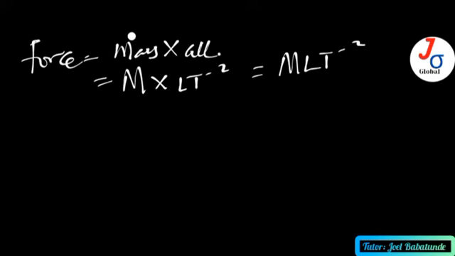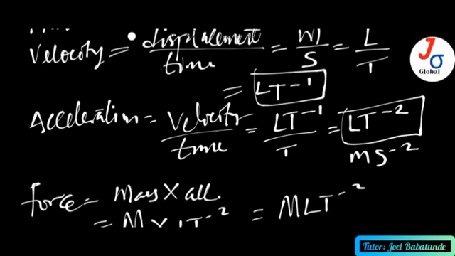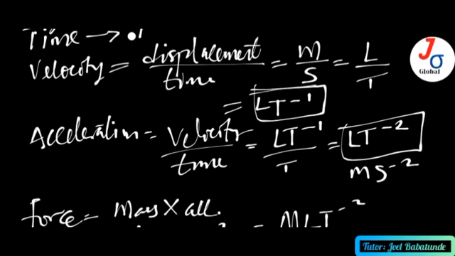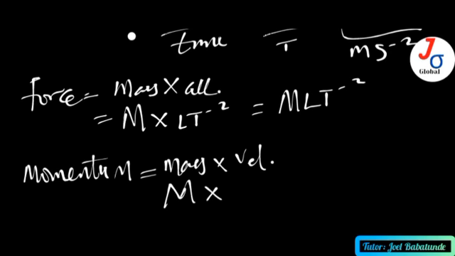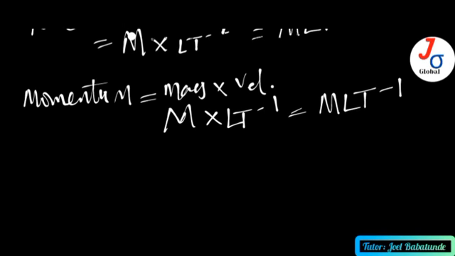Then momentum. Momentum is mass times velocity. So mass is going to be M multiplied by velocity. We've done for velocity earlier. That's LT to the power of minus 1. And that gives us MLT raised to the power of minus 1. Okay, good. That's the dimension for momentum.